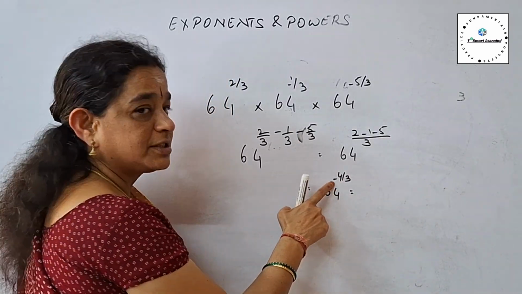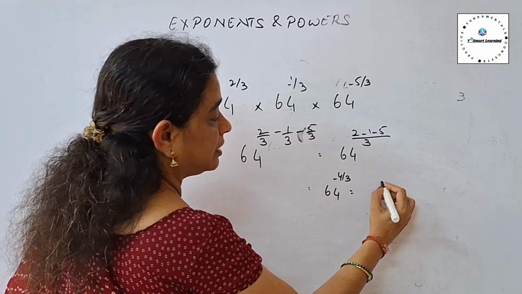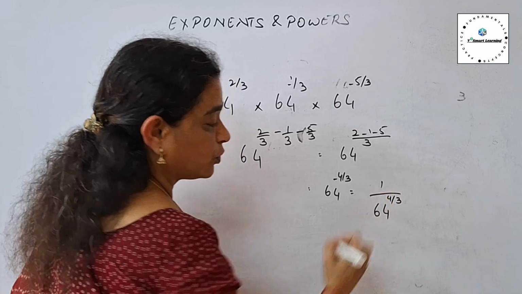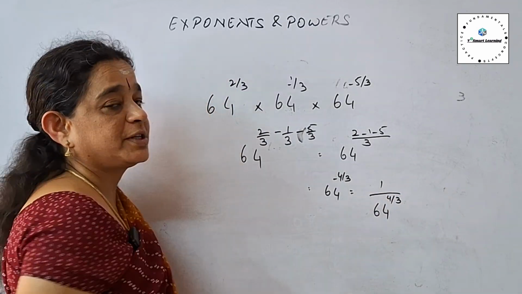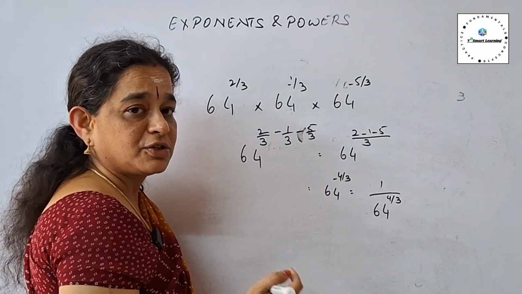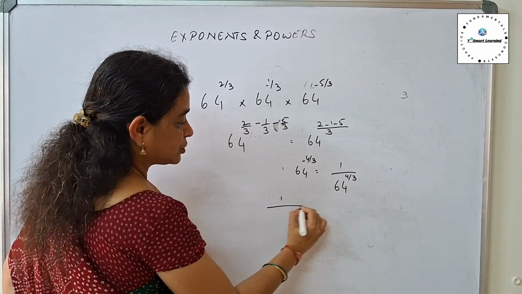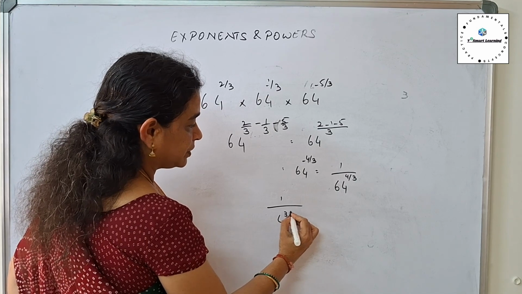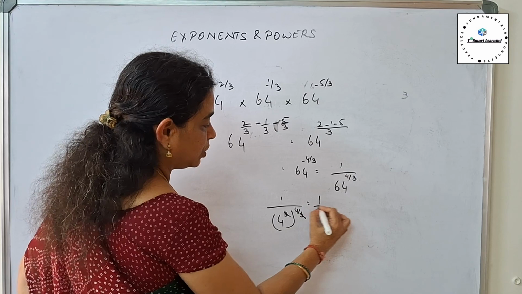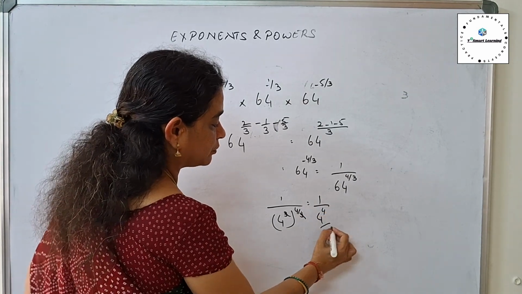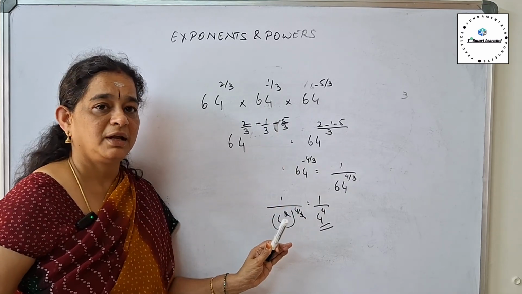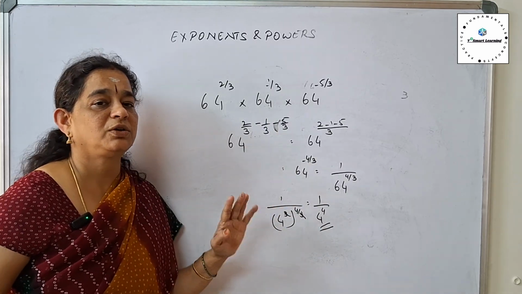Now I'll convert this into a positive exponent. So 1 by 64 to the power of 4 by 3. Now I express my 64 as a power of 3 or a multiple of 3 so that it gets cancelled. So this is 4 cube to the power of 4 by 3. This gets cancelled. 1 by 4 to the power of 4 is the answer. So see how methodically we went and without any glitch we got the answer.